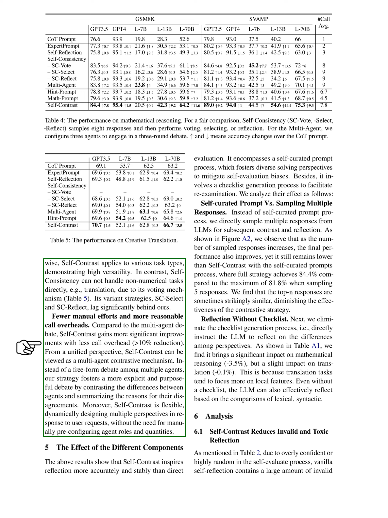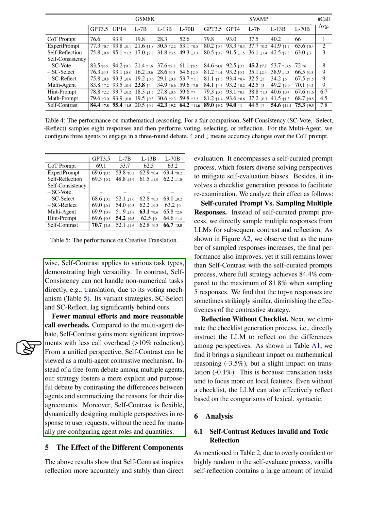In contrast, the self-consistency method struggles with non-numerical tasks, such as translation, due to its voting mechanism. Its variant strategies, SC select and SC reflect, also fall behind our method. One of the advantages of self-contrast is that it requires less manual effort and has a more reasonable call overhead compared to the multi-agent debate. It can be seen as a multi-agent contrastive mechanism that encourages a more explicit and purposeful debate by highlighting the differences between agents and summarizing their disagreements.